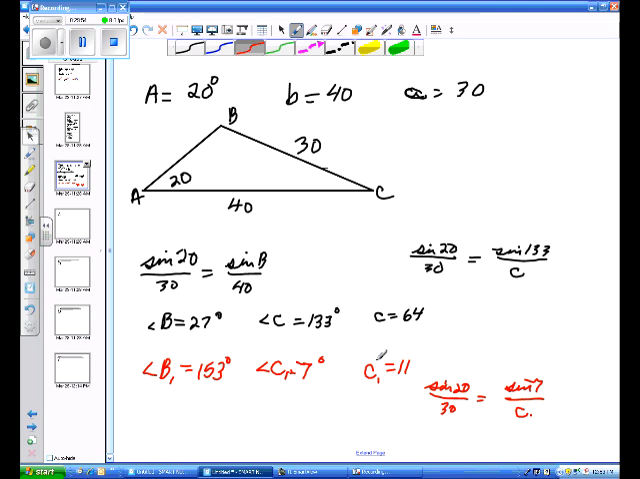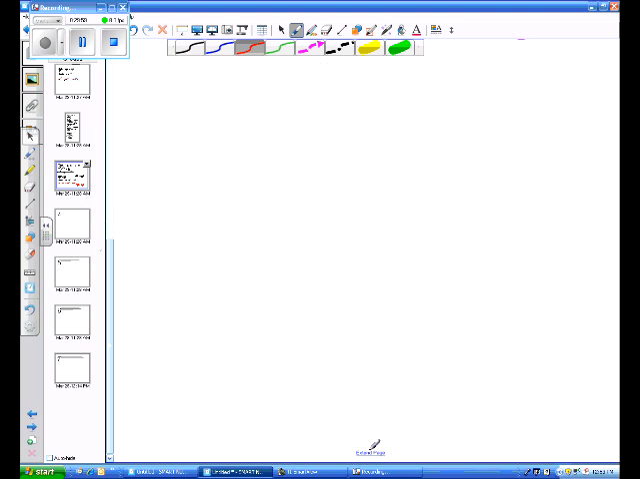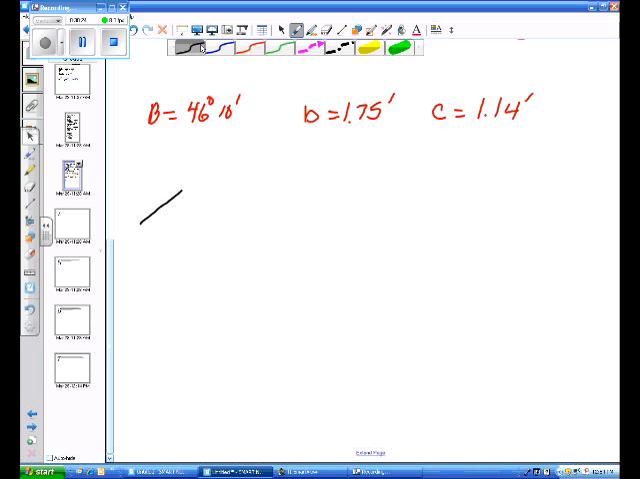Let's look at one last one, and then we're going to look at something called heading and some applications. Let's say that B is 46 degrees, 10 minutes. Side B is 1.75 feet, and side C is 1.14 feet. Okay, we'll draw us a triangle.